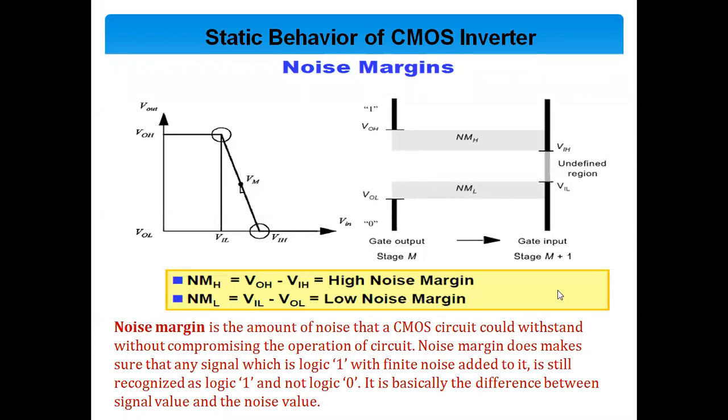Noise margin makes sure that any signal which is logic 1, for example, with finite noise added to it is still recognized as logic 1 and not logic 0.